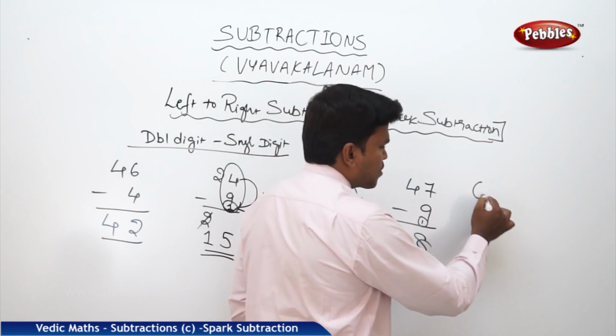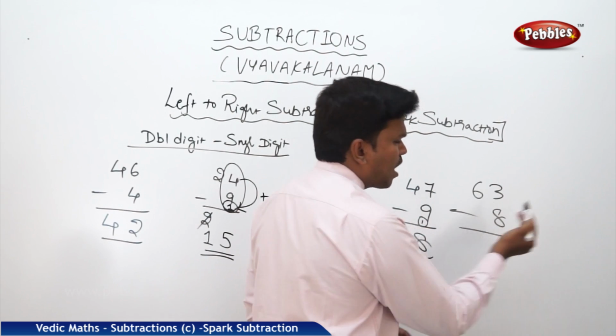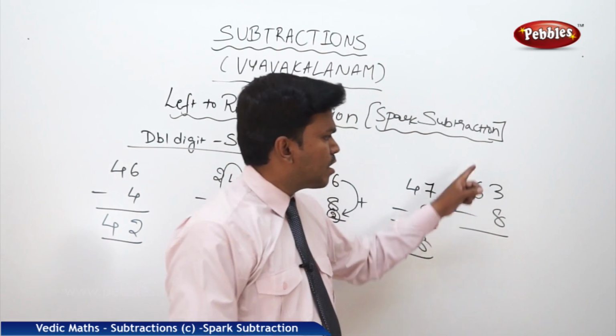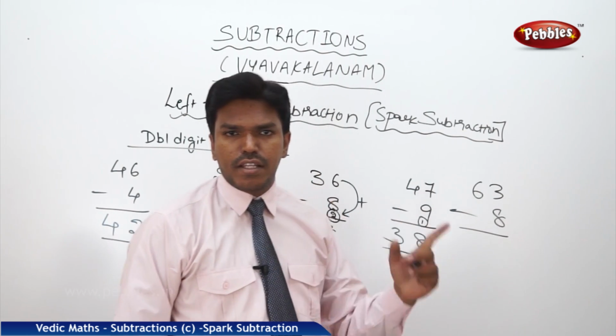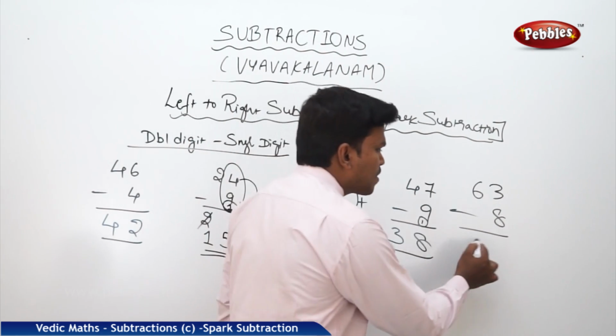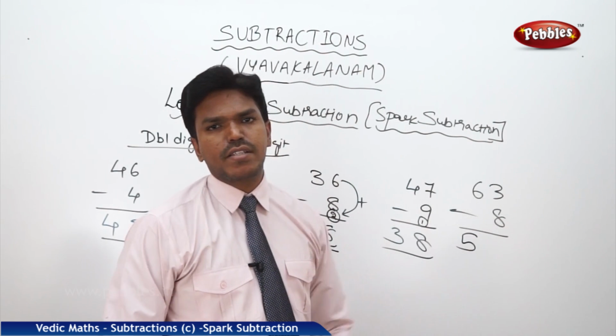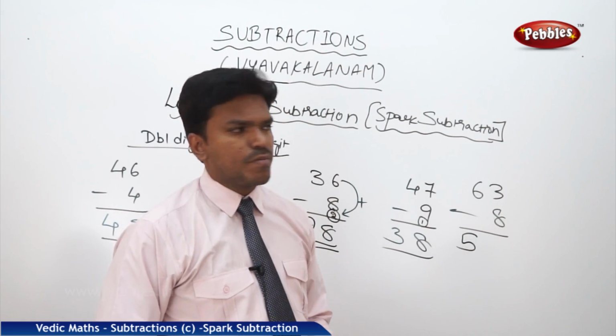Now, suppose 63 minus 8. I want to subtract 63 minus 8. So just drop this 6 as it is. Before dropping, match or mismatch? Yes, they are mismatch. Now 6 becomes 5. Now 3 minus 8. Okay, practically not possible.